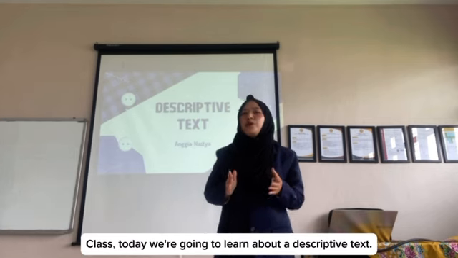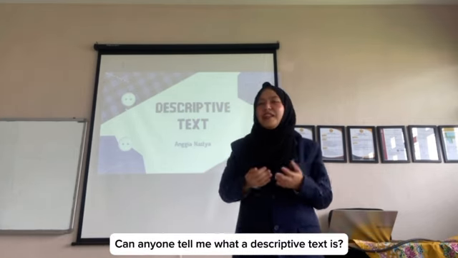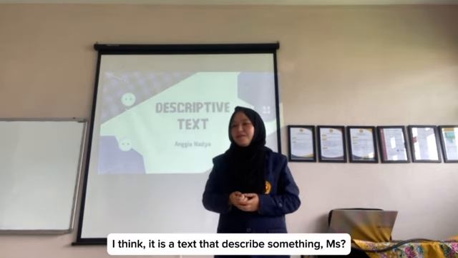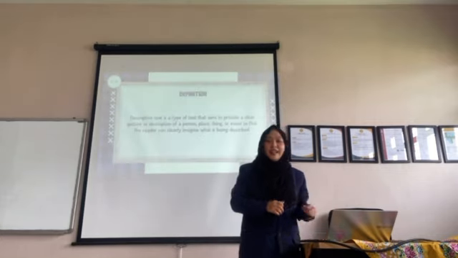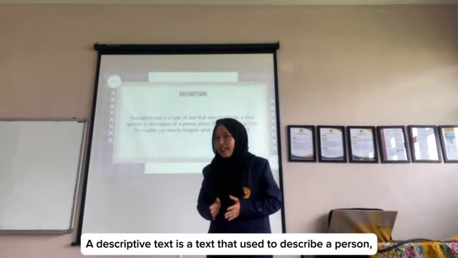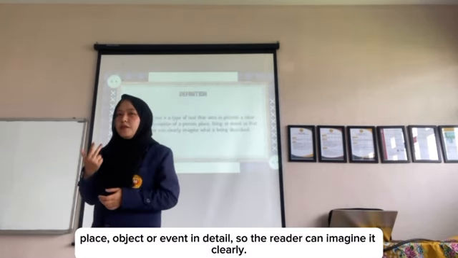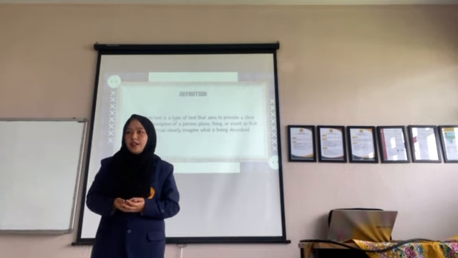Class, today we're going to learn about a descriptive text. Can anyone tell me what a descriptive text is? I think it is a text that describes something. That's correct. A descriptive text is a text that is used to describe a person, place, or object in detail so the reader can imagine it clearly.